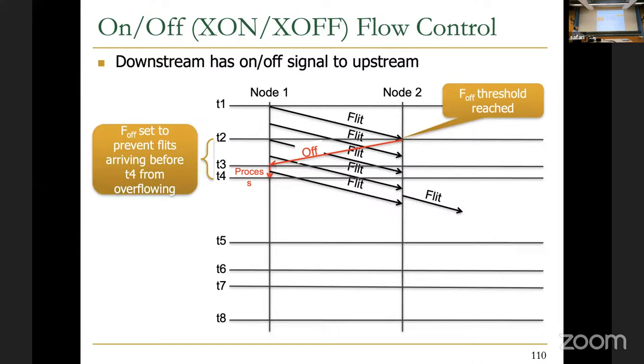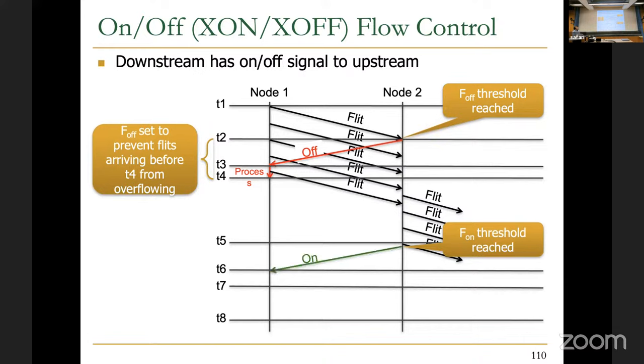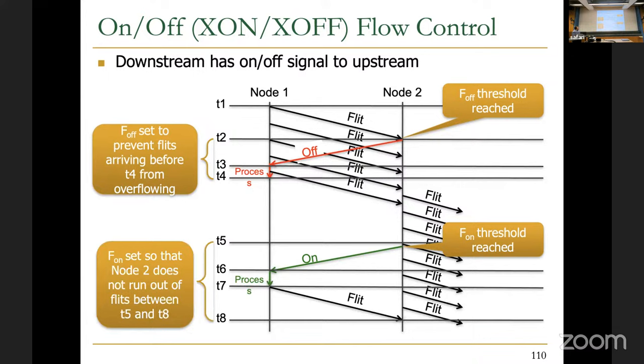Node 2 also transfers flits to the next node. At some point, we reach this on threshold, and then node 2 sends the on signal again to node 1. Node 1 processes this and sends flits. So it's important to set this threshold nicely in order to make sure that we are utilizing our buffers well, and we also don't wait a lot. Any questions?